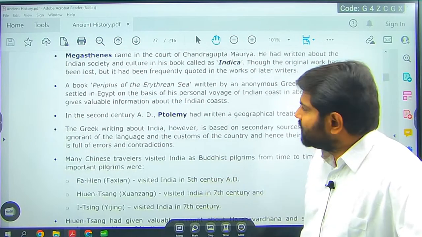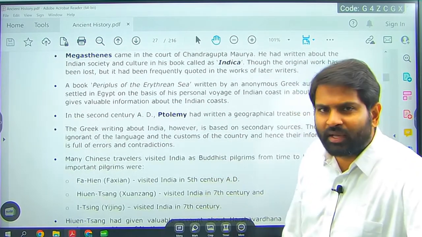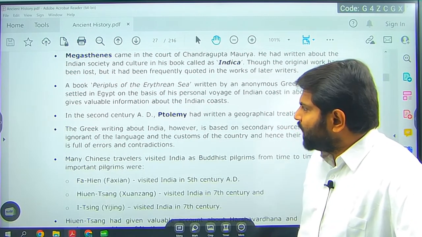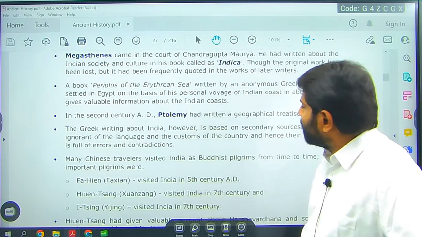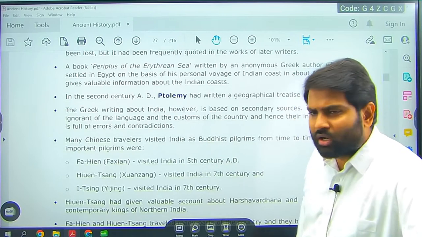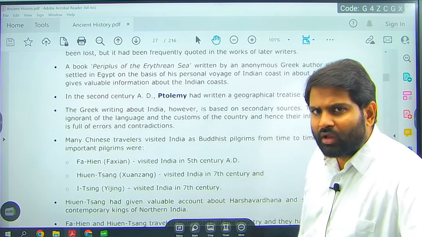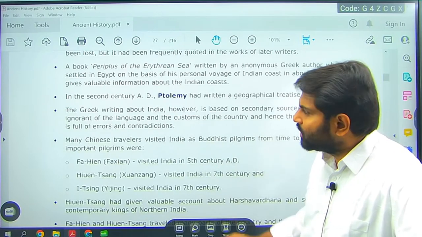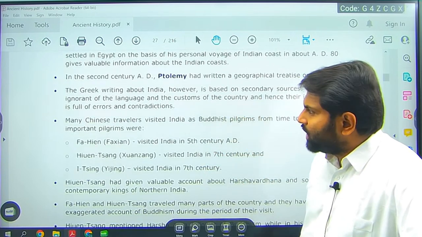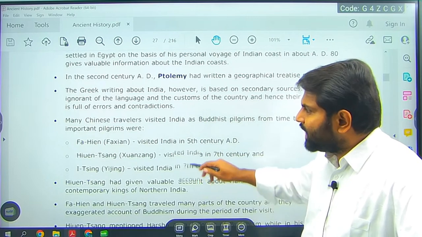Periplus of the Erythraean Sea is another book, written by someone we don't know. This is in Greek, by an unknown writer. On the basis of a personal voyage on the Indian coast about 80 AD, it also gives an account. Similarly, Ptolemy's geographical treatise is another important historical account. Greek writing about India, however, is based on secondary sources, and we can consider that it has errors.